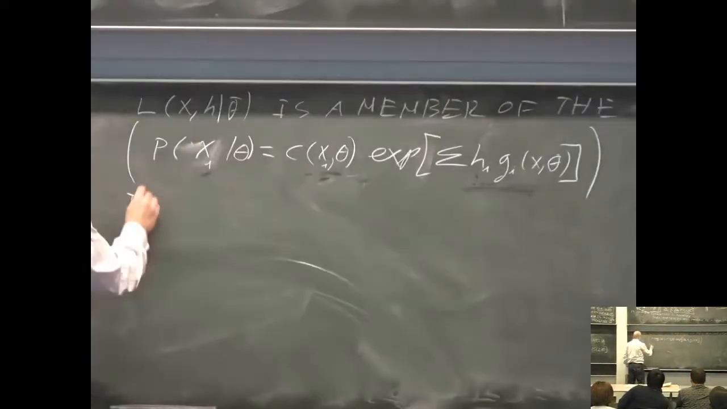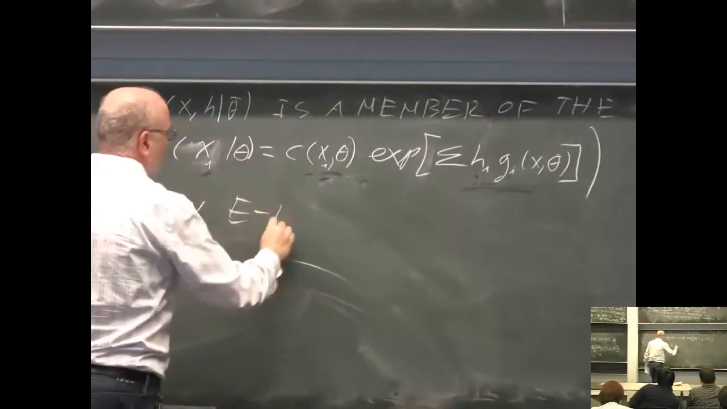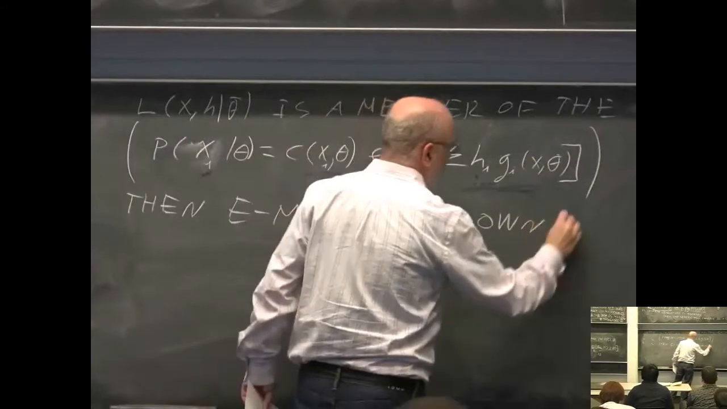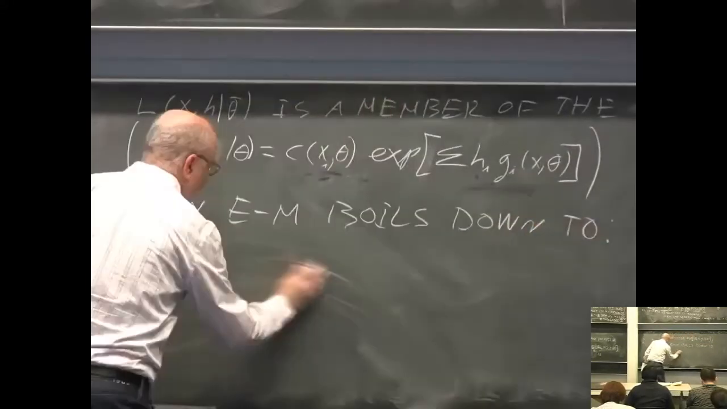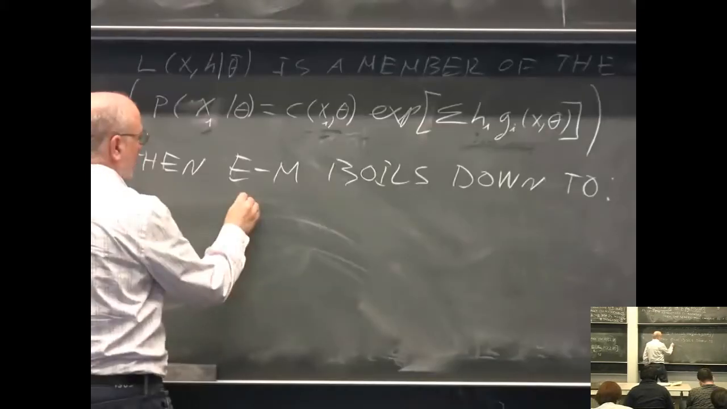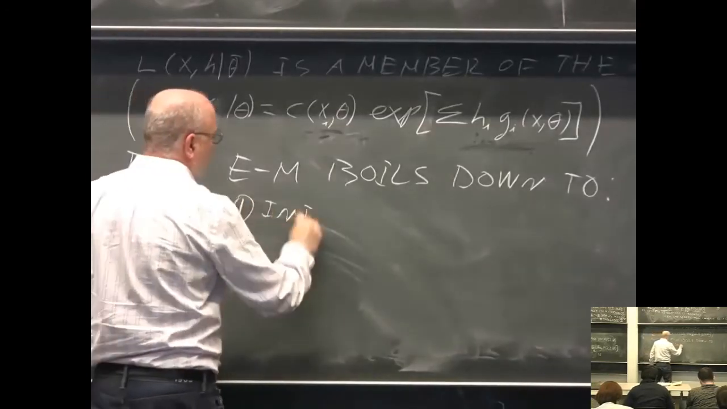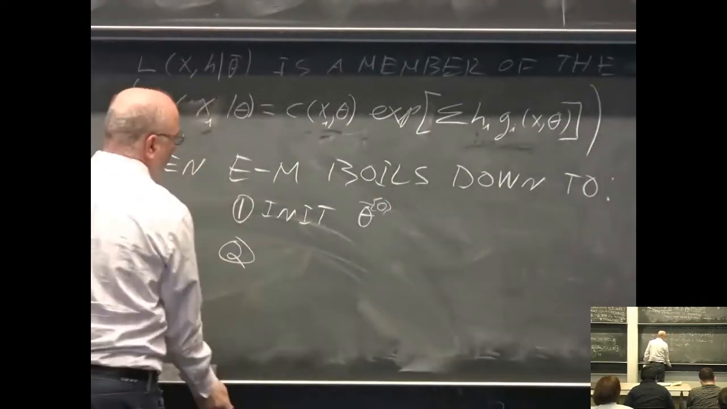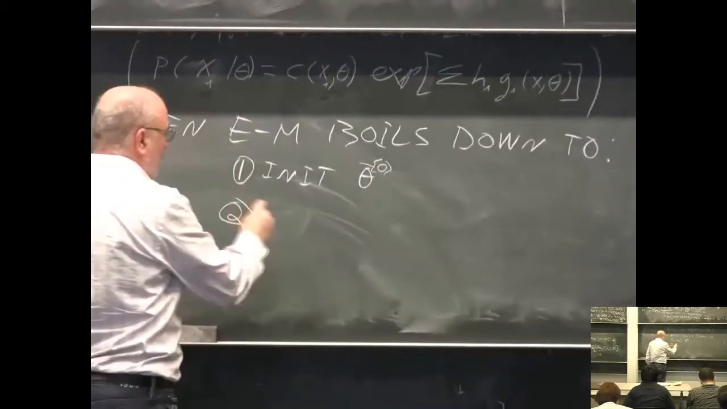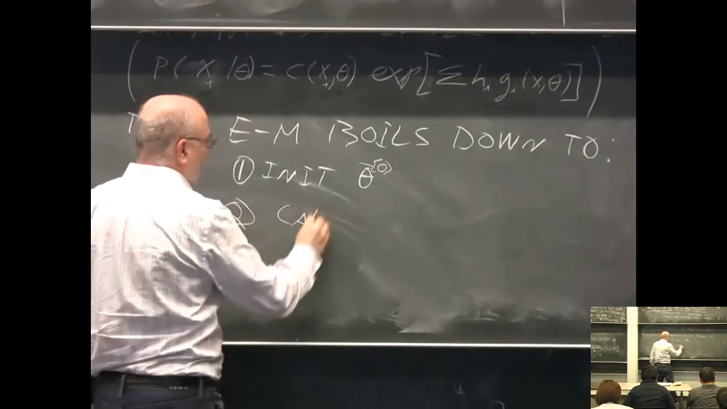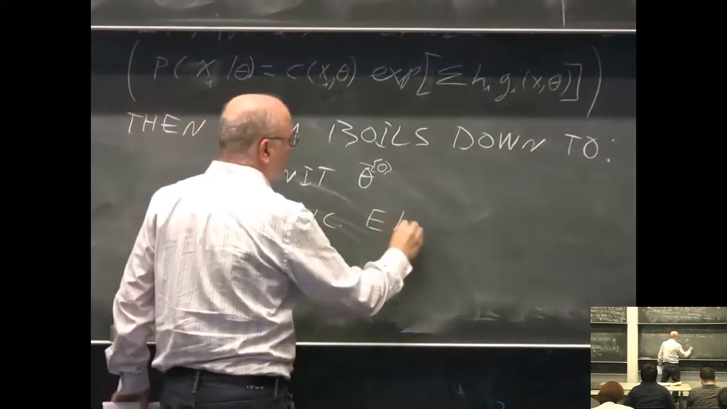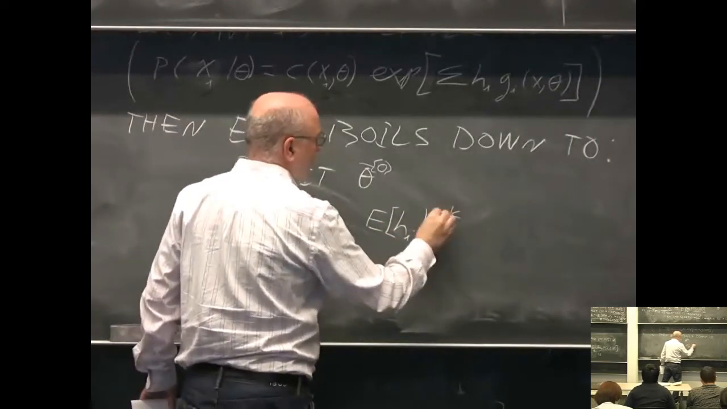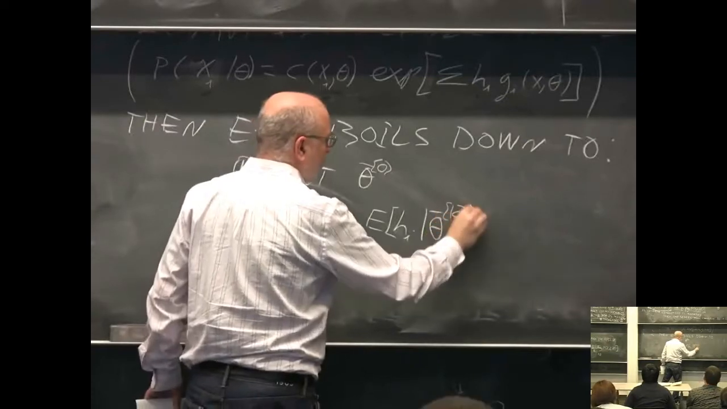Then EM boils down to: initialize theta 0, and then calculate the expectation of each of the HIs conditioned on theta of iteration k.